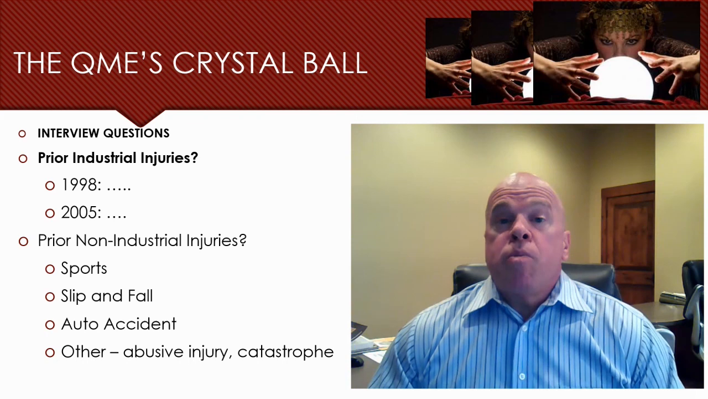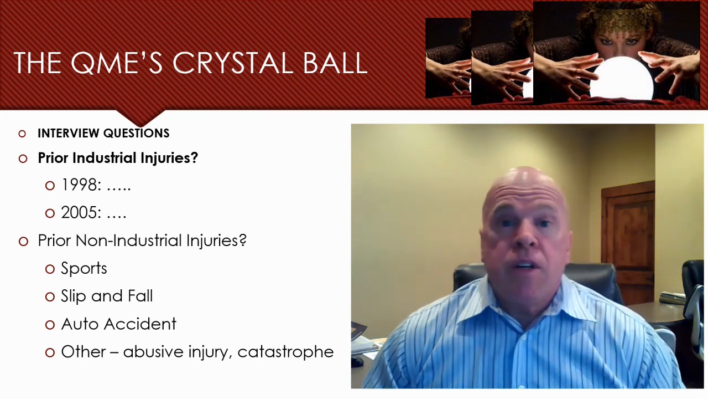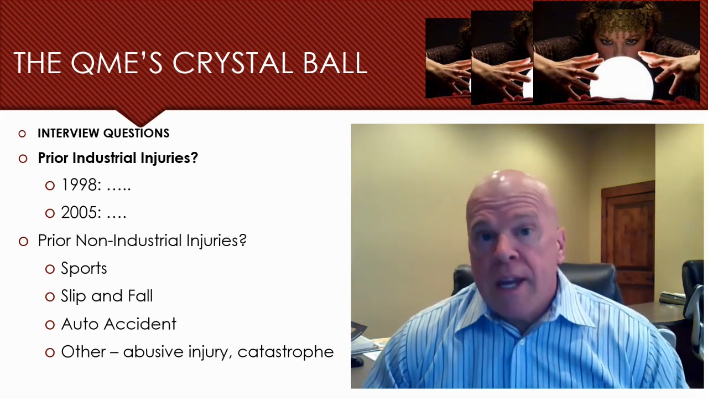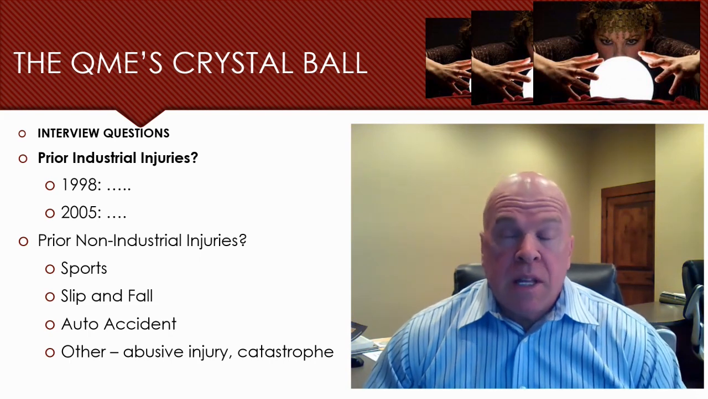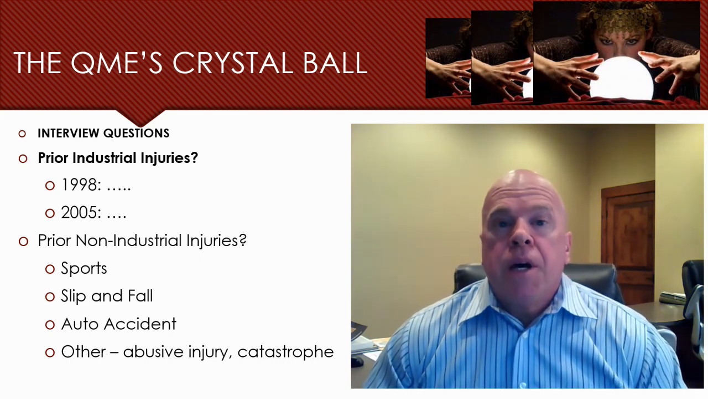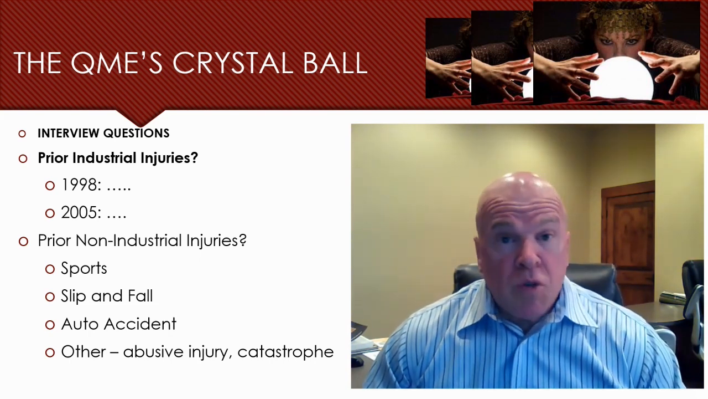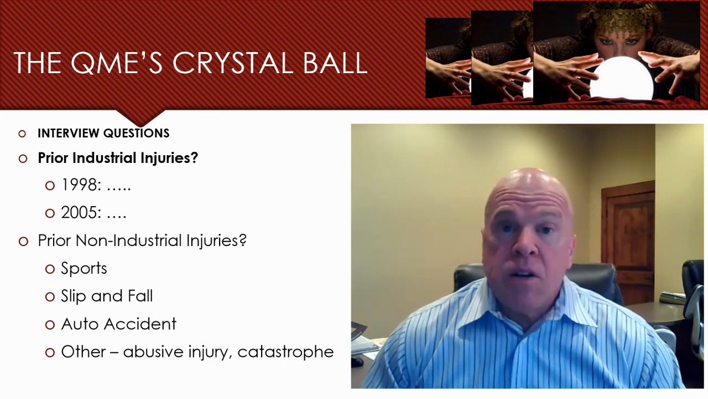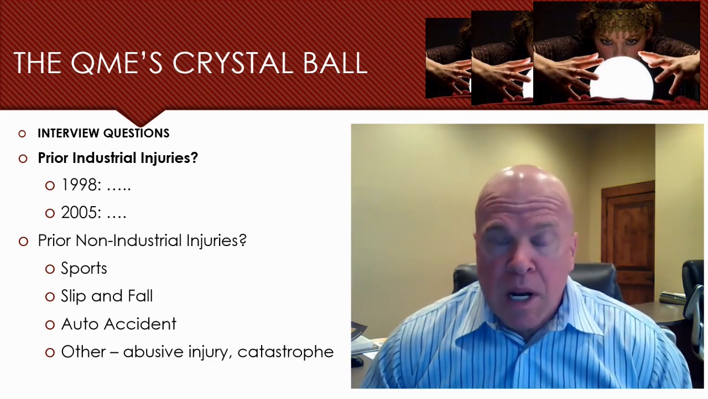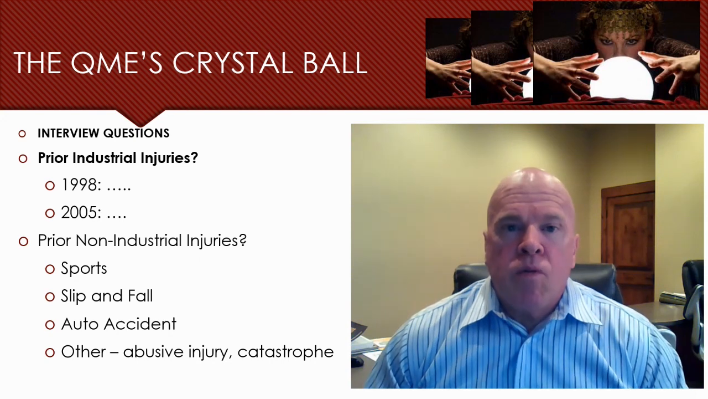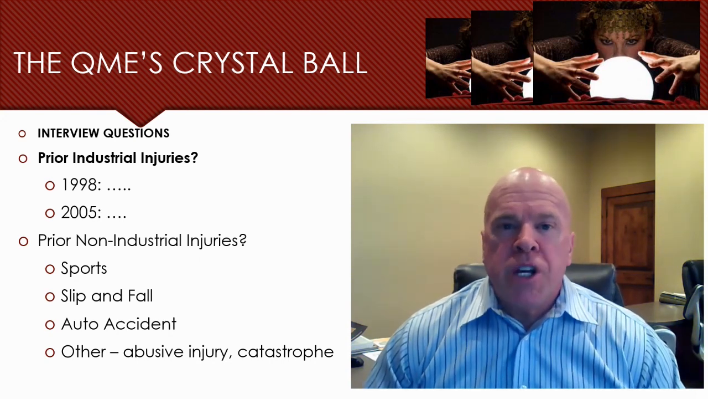Okay, so those are some of the things that you can do prior to the face-to-face evaluation to ascertain the possibility that the examinee may have prior industrial injuries or prior non-industrial injuries to the same or similar body part as that involved with the current claim for industrial injury.